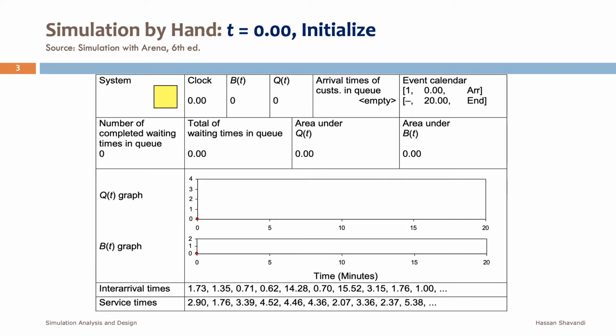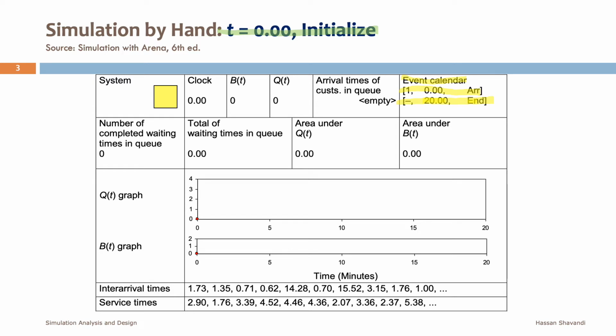So here we set the clock to 0 and we initialize the system. As you see here, we have an event calendar or FEL. We have event number, which is part number 1. The time would be 0 and the event type will be arrival. So we're going to have the first arrival of the new customer or new part at time 0. And the next event will be the end, which will occur at time 20. So this is our FEL at time 0.